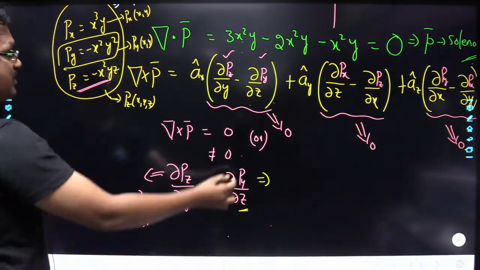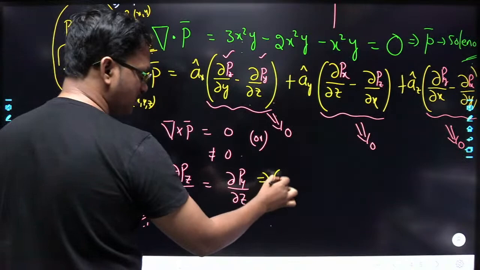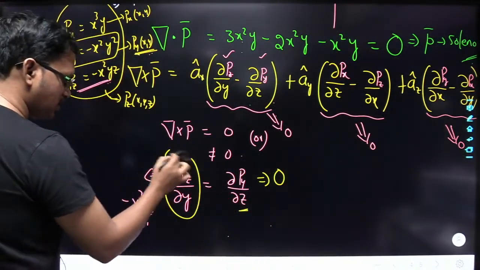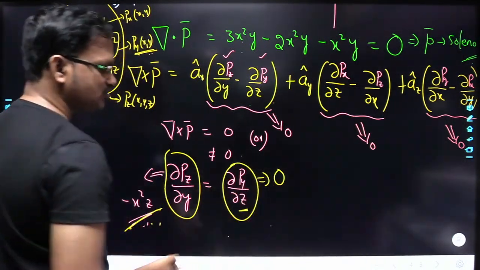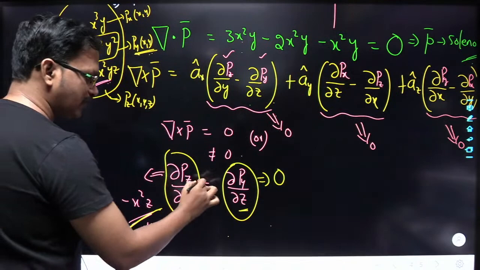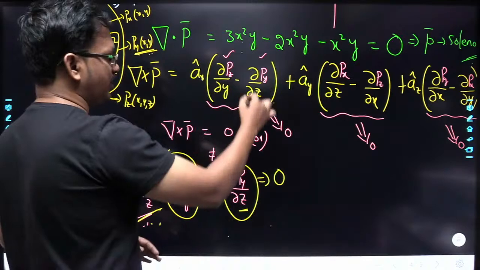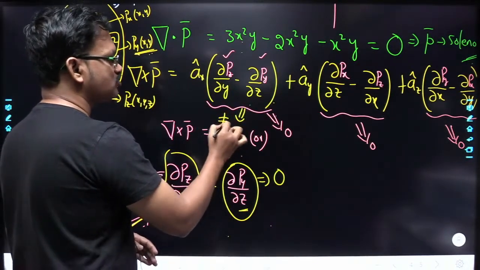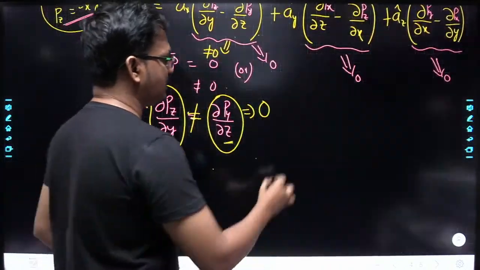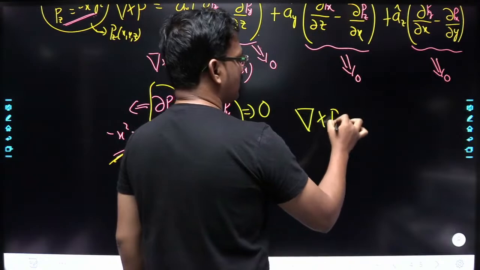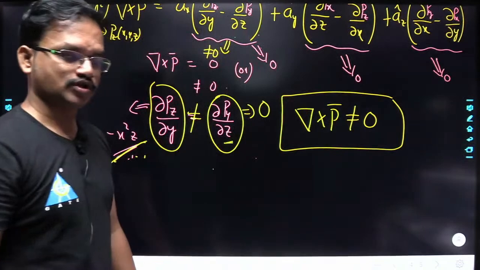Yes or no? So Py is a function of only x and y. Now you are differentiating this with respect to z. So you are going to get 0. So that means on the LHS you got minus x square z, and on the RHS you got 0. So that means ∂Pz/∂y is not equal to ∂Py/∂z. So that means this component is not equal to 0. So that means we can directly tell curl of P bar is not equal to 0.